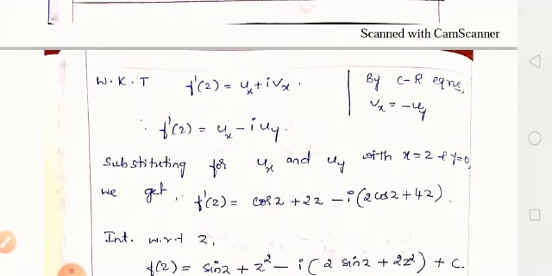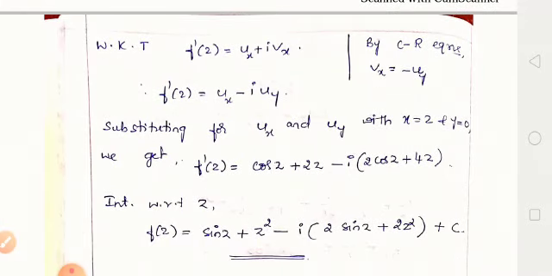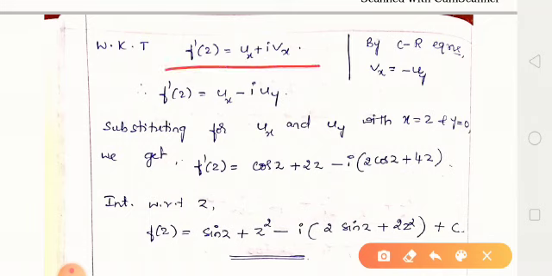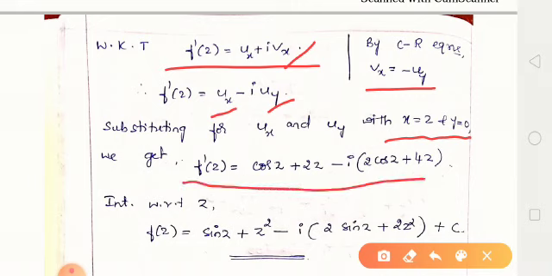Now we have to find the corresponding analytic function f of z. For that purpose, we take the formula f'(z) equal to ux plus i vx. Since u is given, in the place of vx, we will substitute minus uy by Cauchy-Riemann equation. Now we have ux and uy. Substitute in the expression for f'(z) along with x equal to z and y equal to 0. So we get f'(z) as cos z plus 2z minus i into 2 cos z plus 4z.